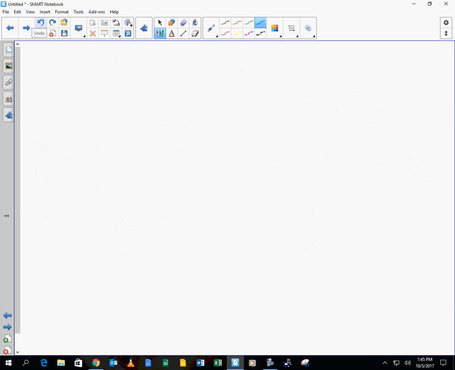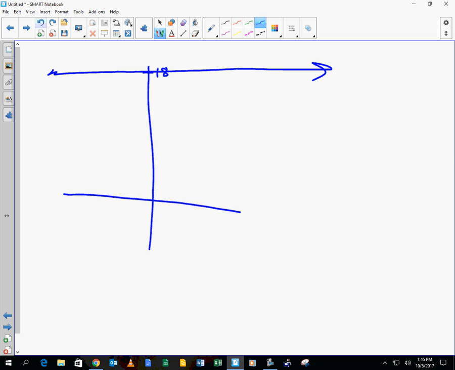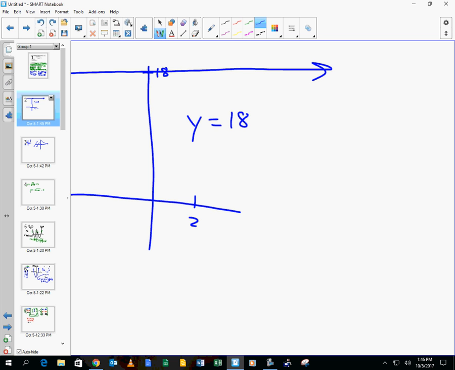You must really like this class. All right, here we go. So, Grace, this is what the graph looks like. It's a horizontal line that travels through 18. So you're absolutely right. If you have y equals 18 and you have an x value of 2, there's no way for that 2 to affect it. It's just always 18, no matter what. And that's what we have. Let's flip it over, okay?